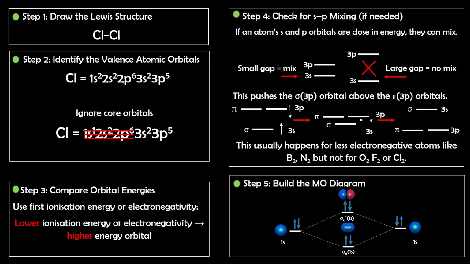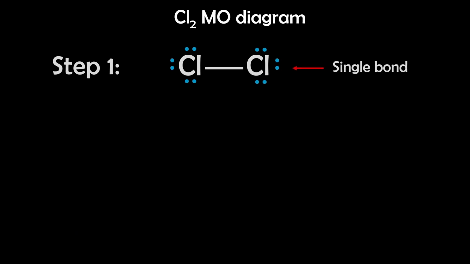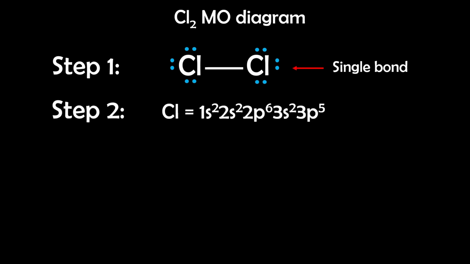So going back to step 1, Lewis structure. Cl2 has a single covalent bond between two chlorine atoms. So from the Lewis structure, we expect a linear diatomic molecule with one bond. Step 2, electron configuration. Each chlorine atom has an electron configuration of 1s2, 2s2, 2p6, 3s2, 3p5.